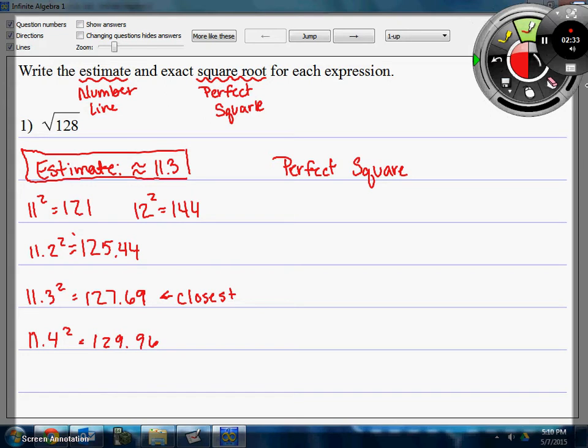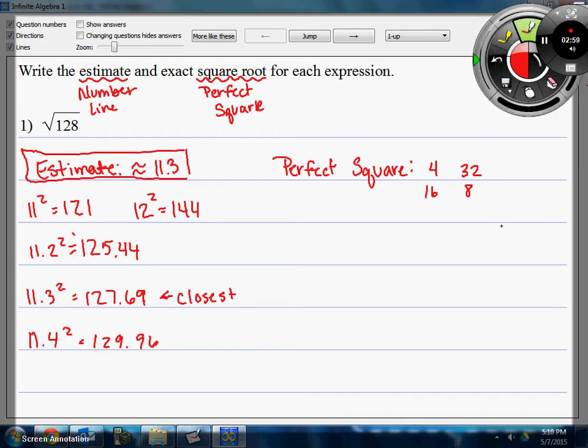I'm going to try some others. 128 divided by 9, I get 14.2. That's not going to work. 128 divided by 16, and I get 8. So that one works as well. So we're going to keep going. Recap: I had 4 and 32, 16 and 8. I want to find the best one that I can, so let's see if there's any more.